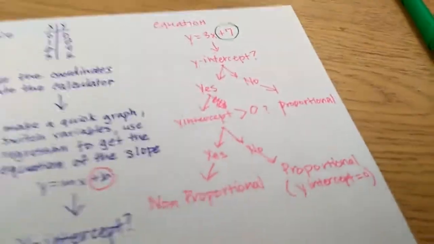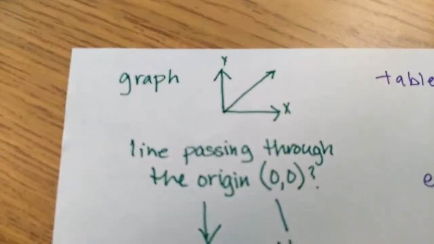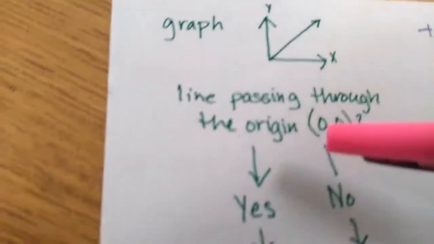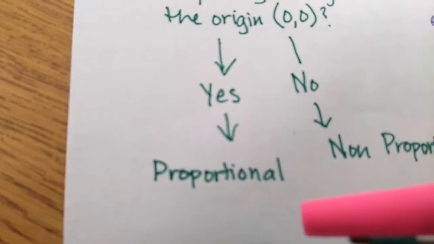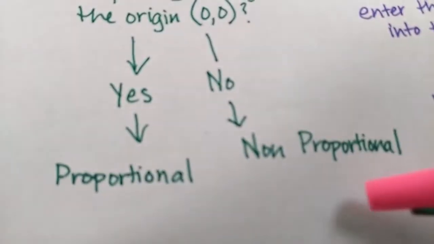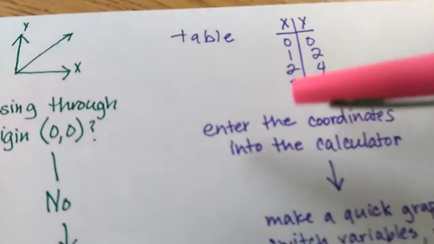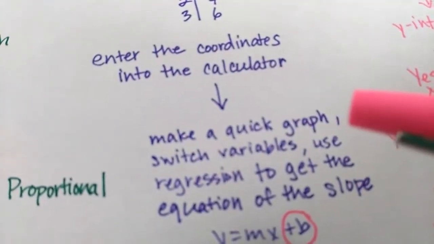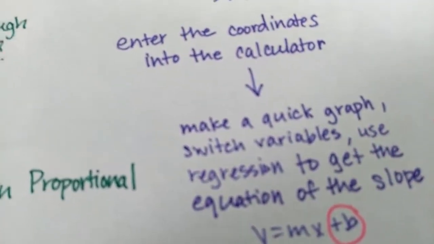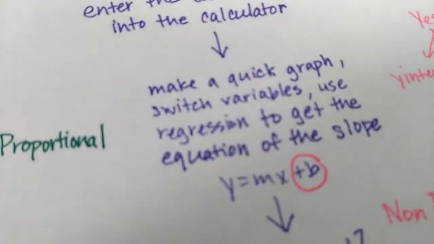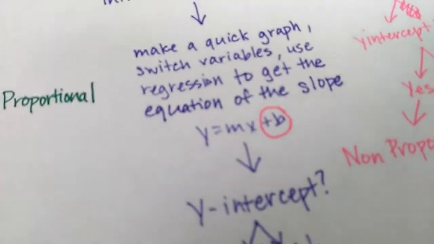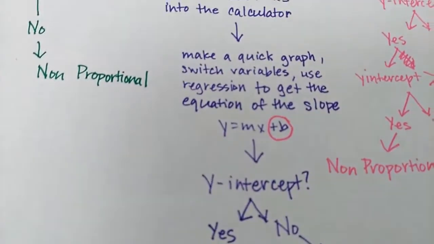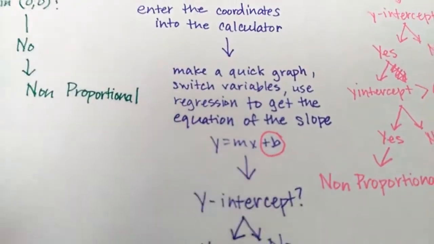Okay, so let's review. I'm given a graph. Is the line passing through the origin, which is 0, 0? If it is, then it is a proportional relationship. If it isn't, then it is a non-proportional relationship. If I have a table, I enter the coordinates into the calculator, I make a quick graph, I switch my variables, and I use regression to get the equation of the slope of the line. It will be in y equals mx plus b format.